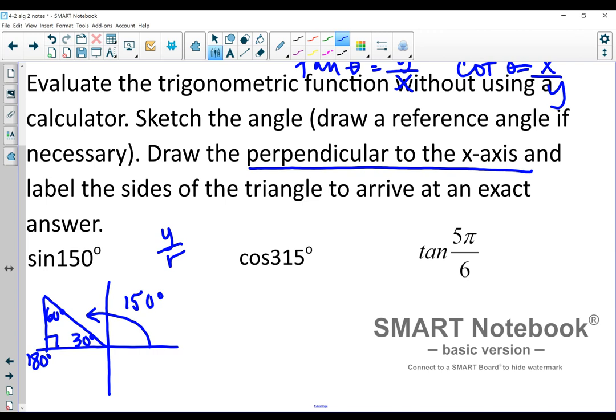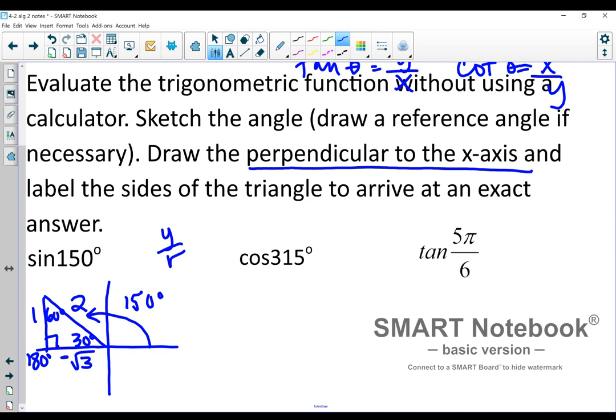which means I have a 30, 60, 90 triangle, which means my sides on my triangle, this vertical side over here across from the 30 would be 1. My hypotenuse would be a 2. And the side across from the 60 would be the square root of 3. And because it is on my negative x-axis, this is going to be negative square root of 3.